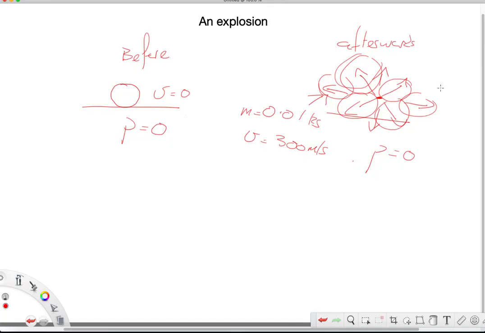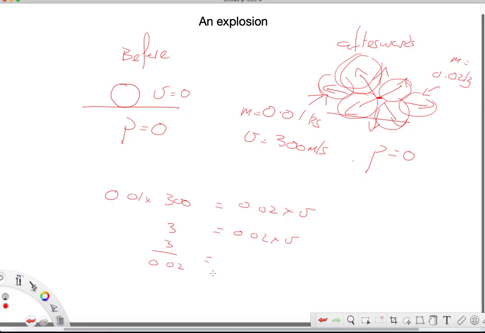We could then say, if we knew the mass of this bit was 0.02 kilograms, we'd be able to say, well, along this line, because momentum is 0 here, momentum will be 0 here after the event. So momentum before, 0.01 times 300, will equal 0.02 times the velocity of this bit. So 0.01 times 300, that's 3 kilogram meters per second, is 0.02 times v. So 3 divided by 0.02, that's 3 times 100, divided by 2, is 150 meters per second.